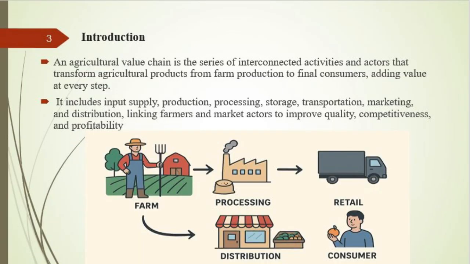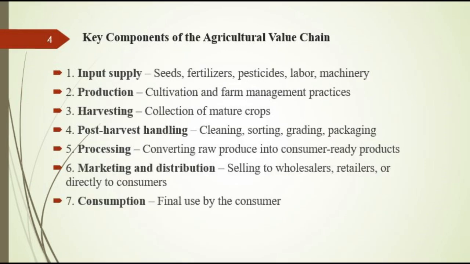An agricultural value chain is the series of interconnected activities and people involved in moving agricultural products from farms to consumers. The chain includes input suppliers, farmers, processors, transporters, wholesalers, retailers, and consumers. Each participant contributes to improving the product's quality and value. Example: think about rice. Farmers grow it, mills process it, companies package it, transporters deliver it, and retailers sell it to consumers.